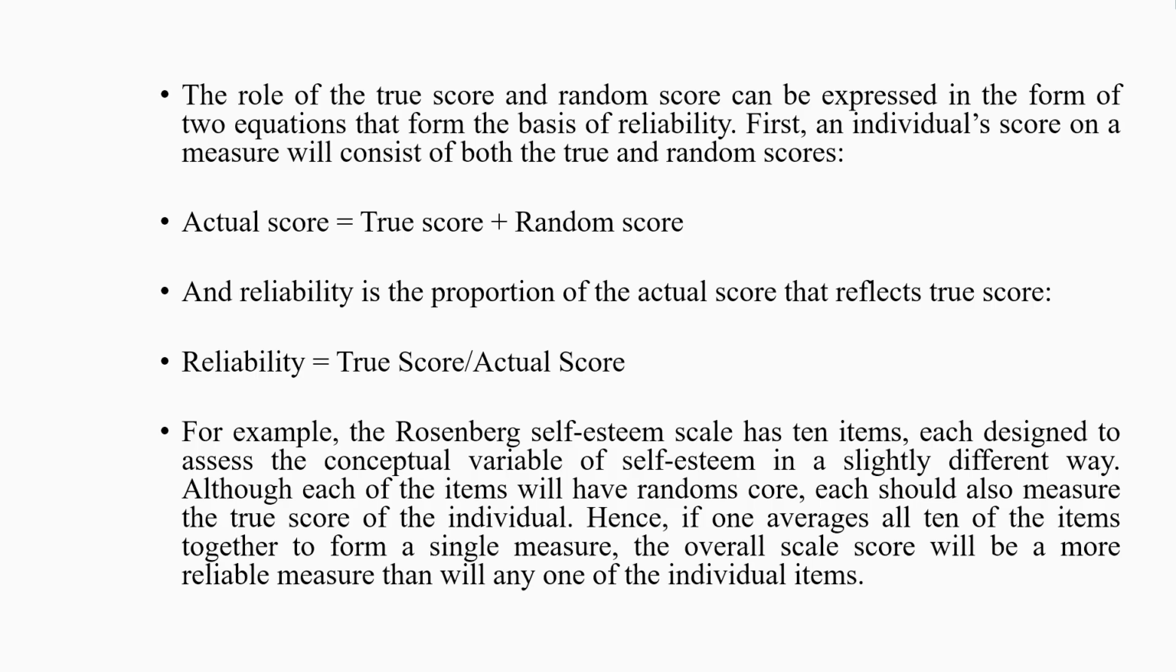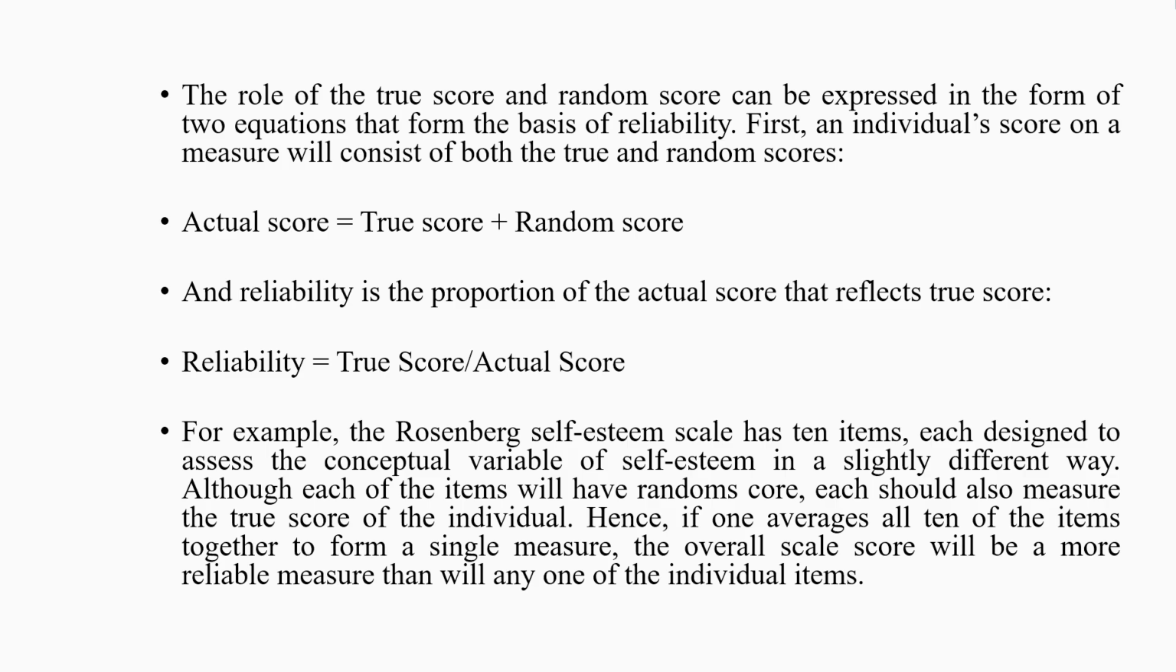Take an example: the Rosenberg self-esteem scale has around 10 items, each of which is designed to assess the conceptual variable of self-esteem in slightly different ways. Now, although each of these items will have some part random error, some part of the random score, each will also measure some aspect of the true score, some aspect of self-esteem that you wanted to measure.